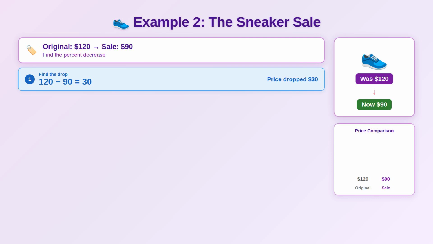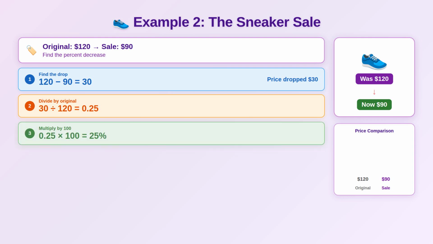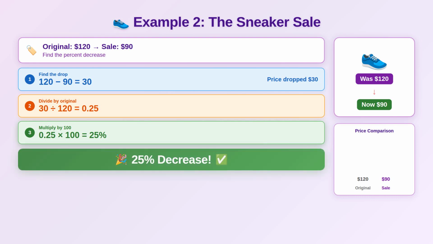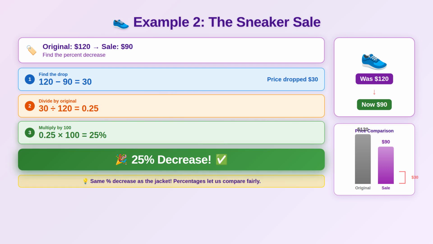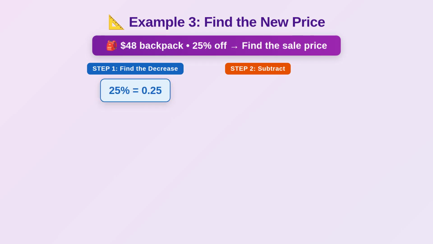Maya spots a pair of sneakers originally priced at $120, now selling for $90. What's the percent decrease? Step 1, 120 minus 90 equals 30. The price dropped by $30. Step 2, 30 divided by 120 equals 0.25. Step 3, 0.25 times 100 equals 25%. Another 25% off. Maya is on a roll. Notice that even though the dollar amounts are different from the jacket, the percent decrease is the same. That's the power of percentages. They let us compare fairly.